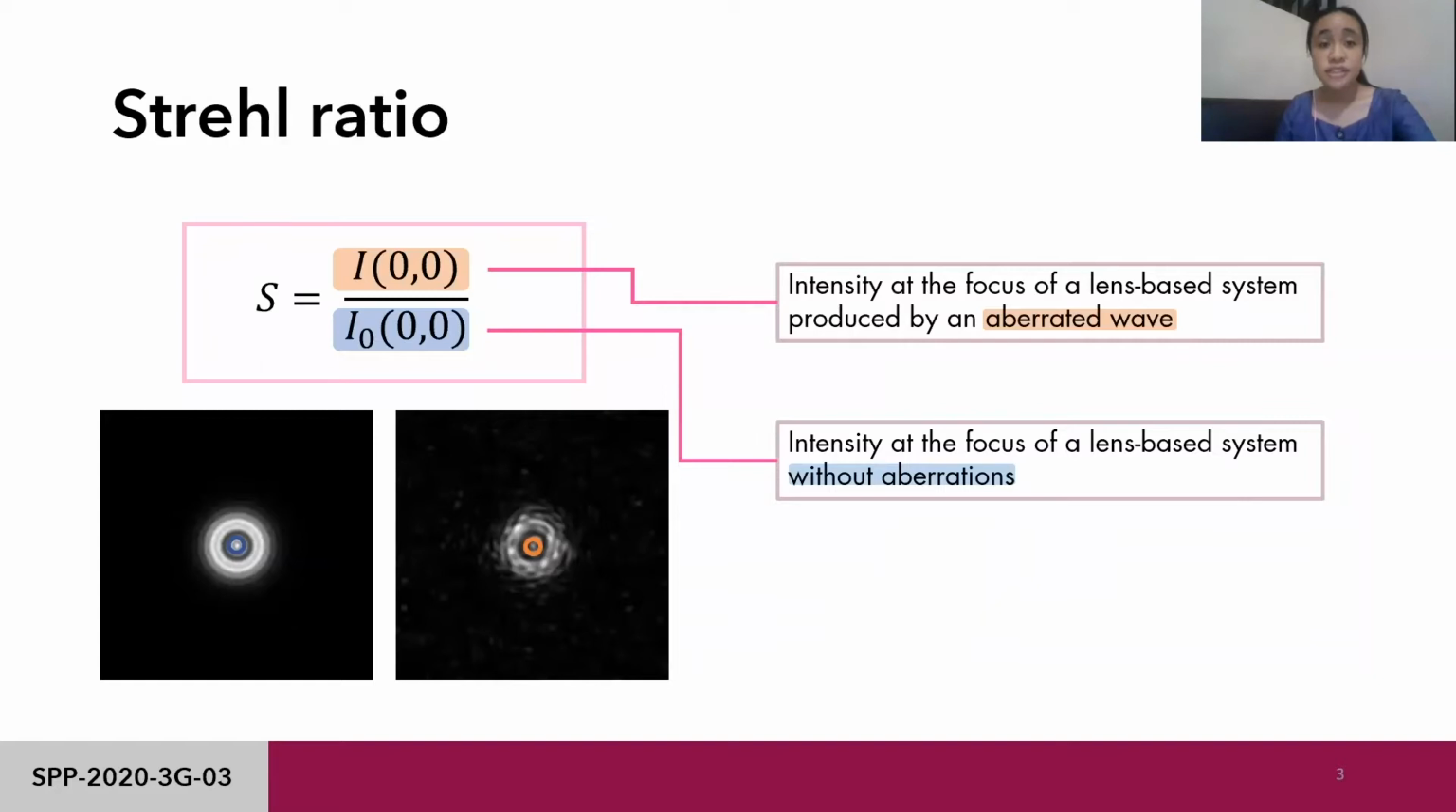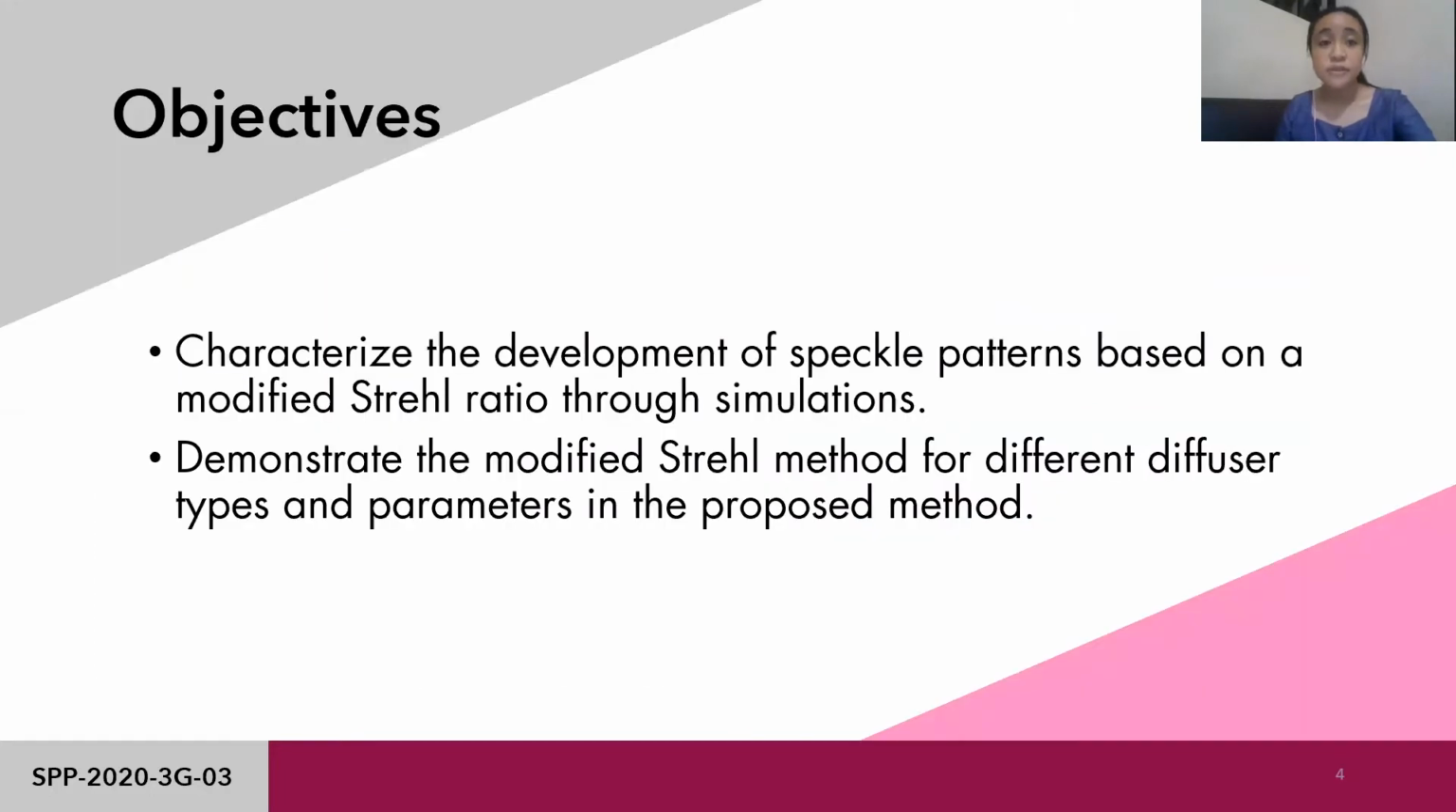The Strehl ratio is an evaluation method that uses the highest intensity at the focal point of wavelengths to measure the image formation quality of lens-based systems, but it has not been applied in conjunction with speckled patterns. So in this study, we demonstrate a characterization method of speckled pattern development based on a modified Strehl ratio.